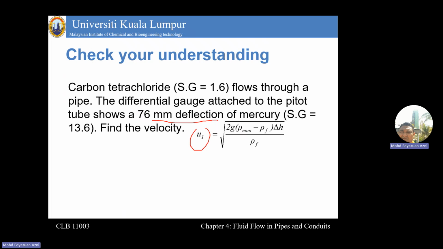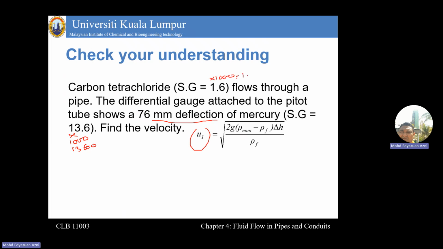And the density of mercury, the density of the manometric fluid, which is the mercury, is given as 13.6. So we just multiply by 1000, and then we have 13,600 for the density of mercury, minus the density of the fluid. So this one is times 1000.